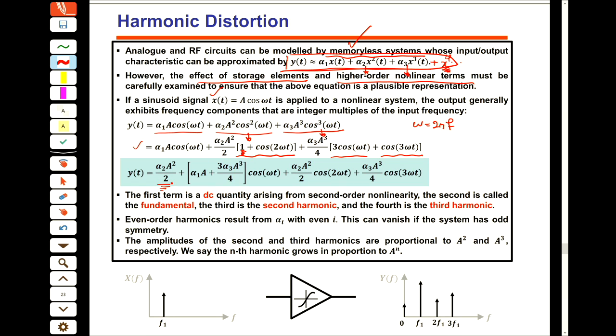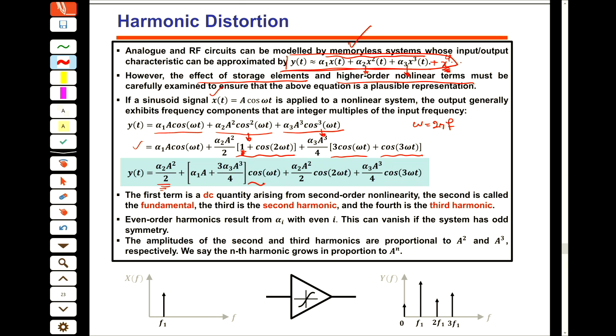I told you that if our system is balanced or has an odd symmetry, then we don't have a DC component. I mean that if this term is 0, then we don't have DC. Okay?